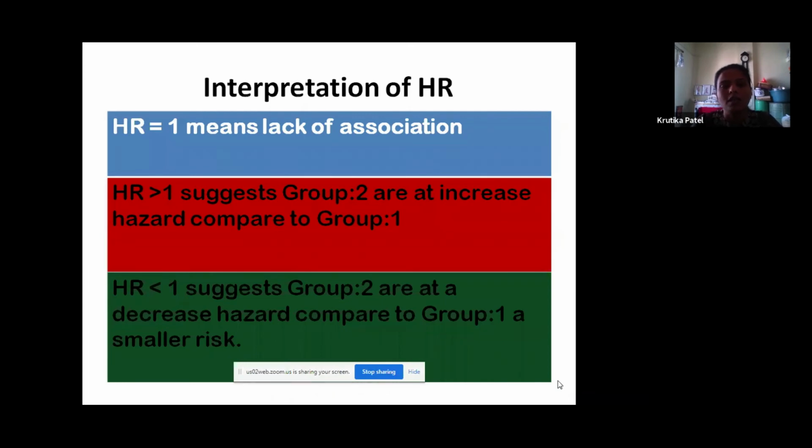Now we can see the interpretation of hazard ratio. If the hazard ratio is equal to 1, it means lack of association between two groups. If the hazard ratio is greater than 1, it suggests group 2 is at increased hazard compared to group 1. If the hazard ratio is less than 1, it suggests group 2 is at decreased hazard compared to group 1, a smaller risk.